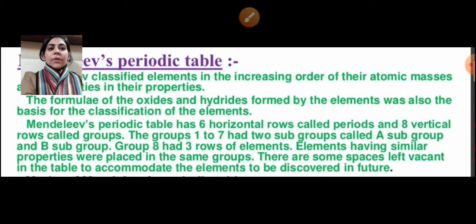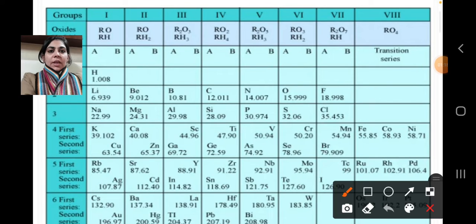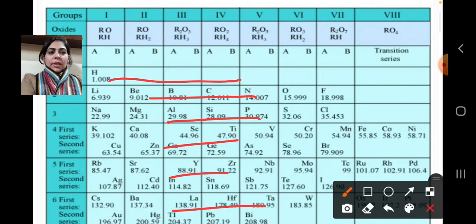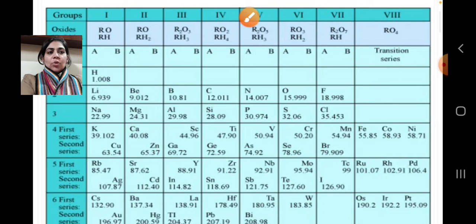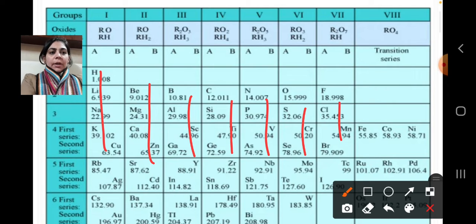Now, Mendeleev's periodic table had 6 horizontal rows, and those horizontal rows are called periods, and 8 vertical rows that are present are called groups. As you can see here, these are the horizontal lines. So these are 6 horizontal lines. These 6 horizontal lines are called 6 periods, and these vertical lines are 8 in number. These vertical lines are called groups.